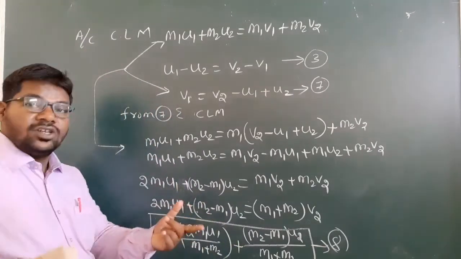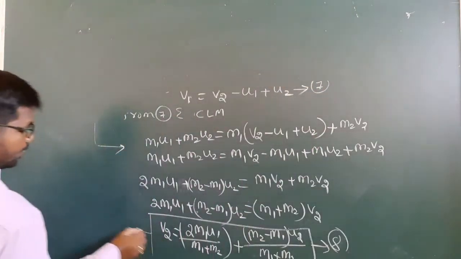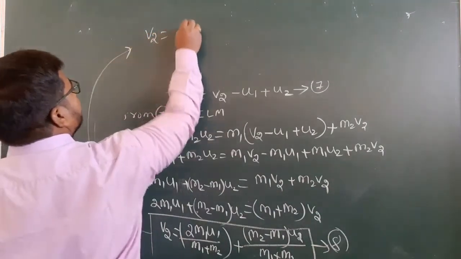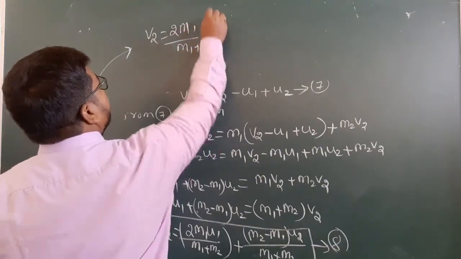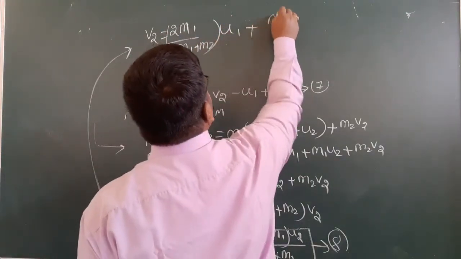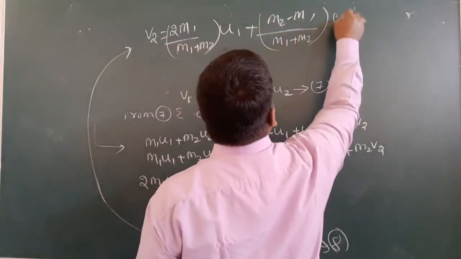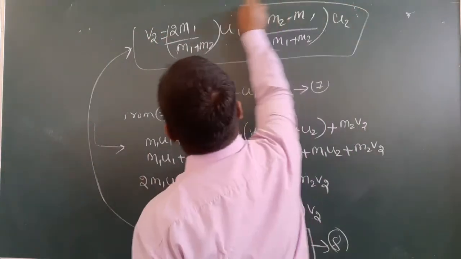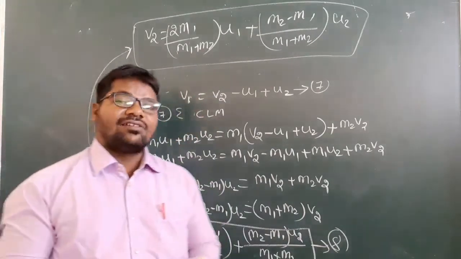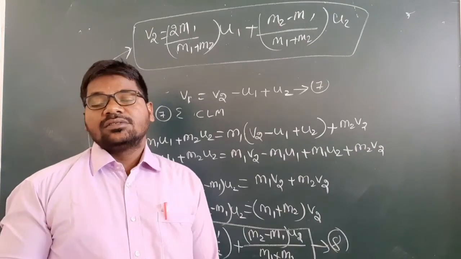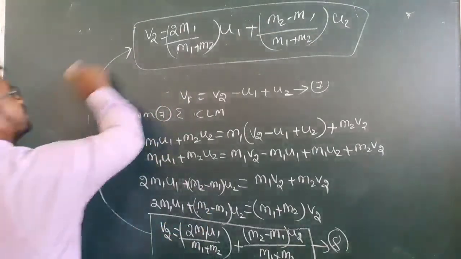I think it is not visible in the video, so once again I will write this equation. v2 is equal to 2 m1 divided by (m1 plus m2) into u1, plus (m2 minus m1) divided by (m1 plus m2) into u2. This is the derivation. These are the final velocities of the bodies after the collision. Be careful, you can go through the complete derivation once again.